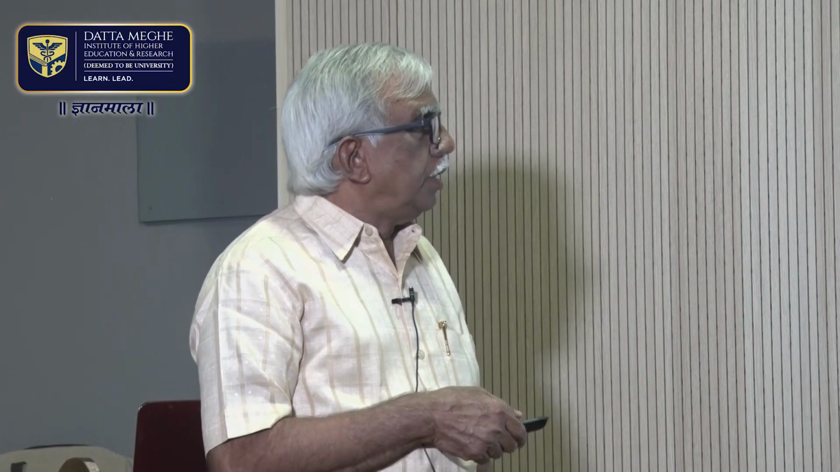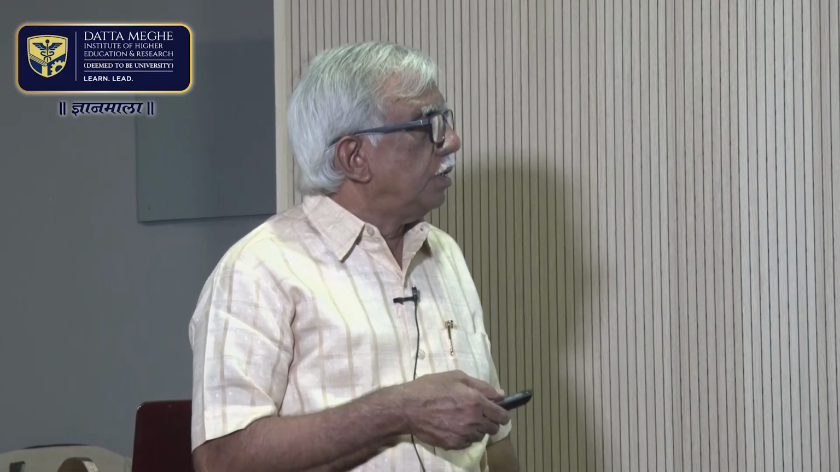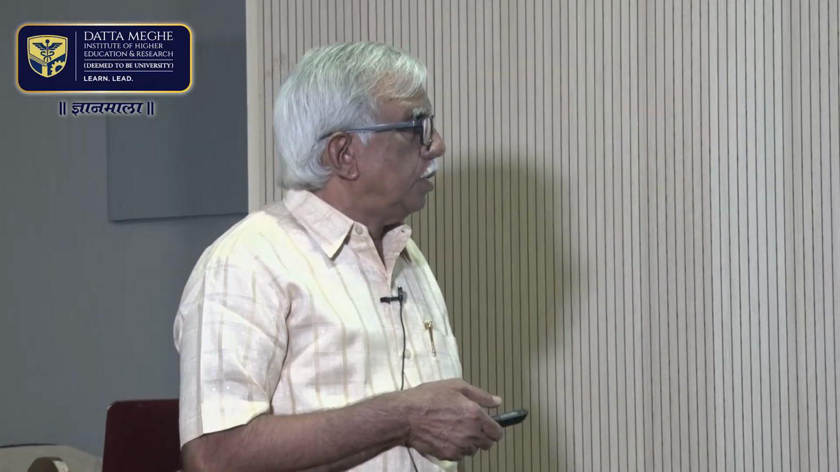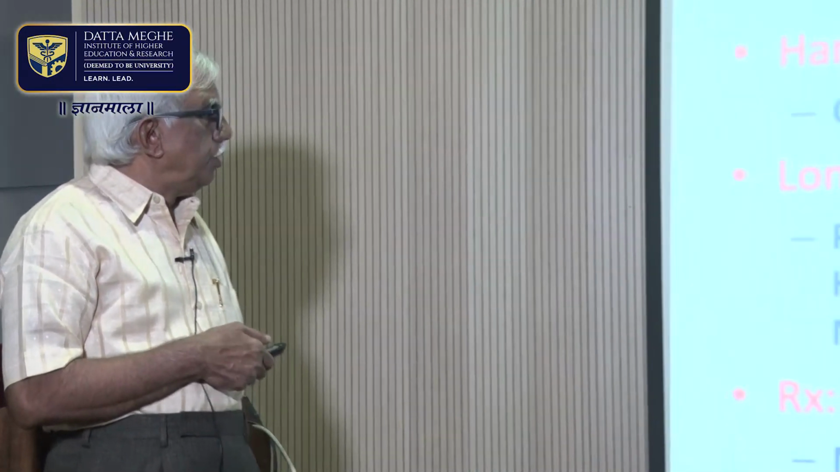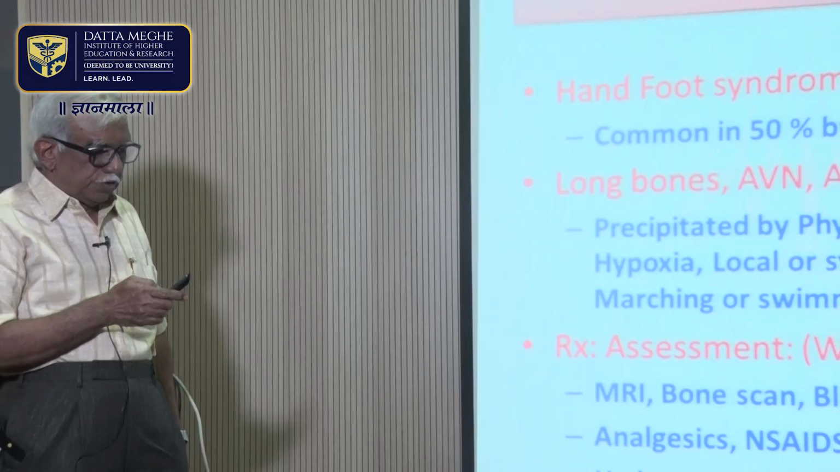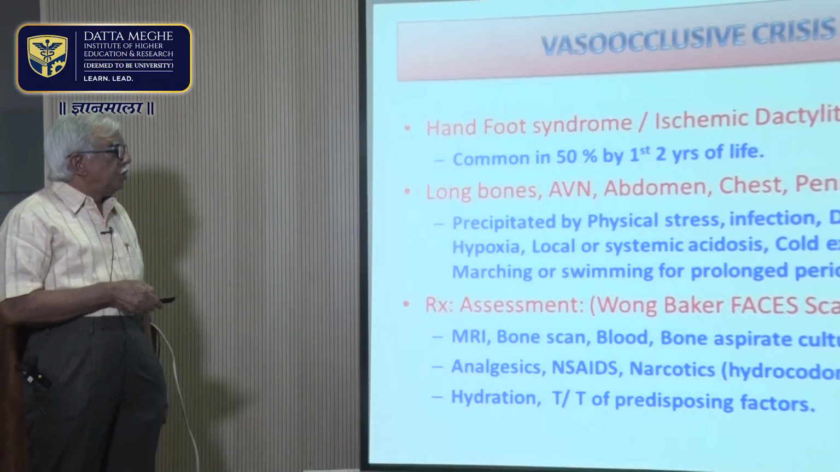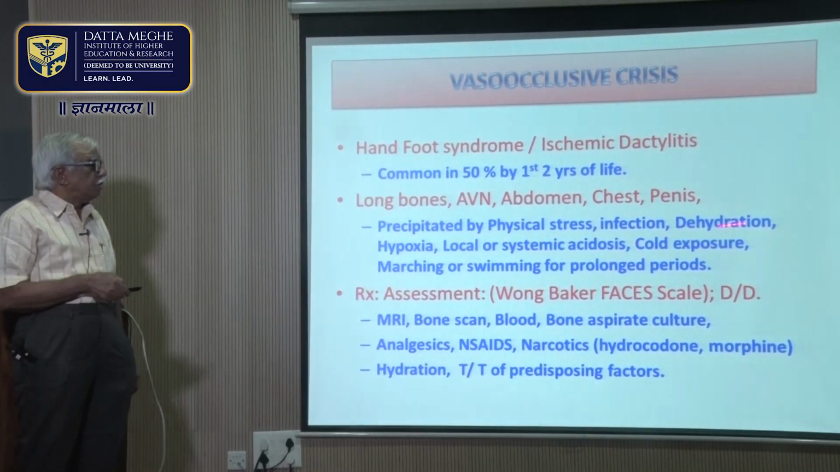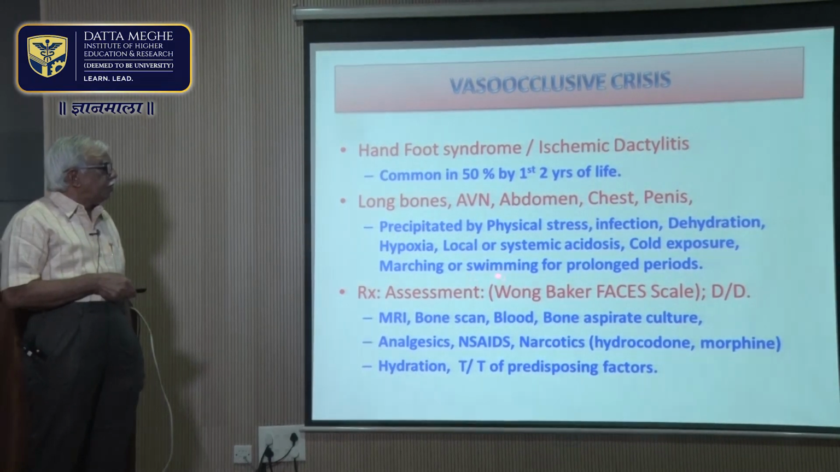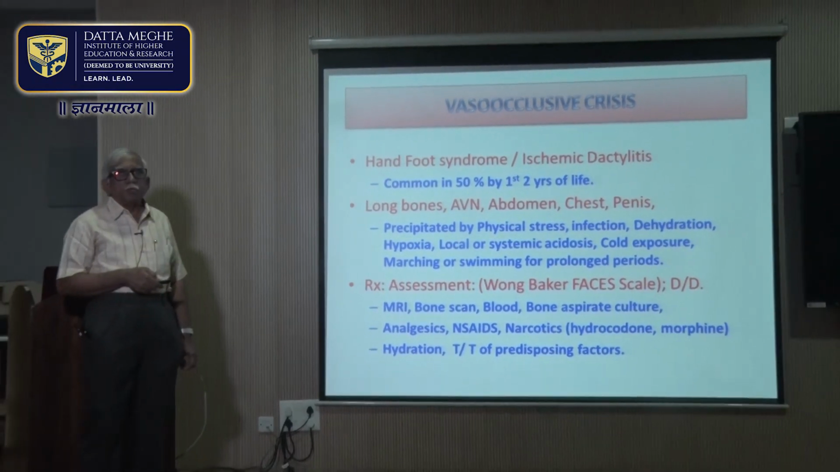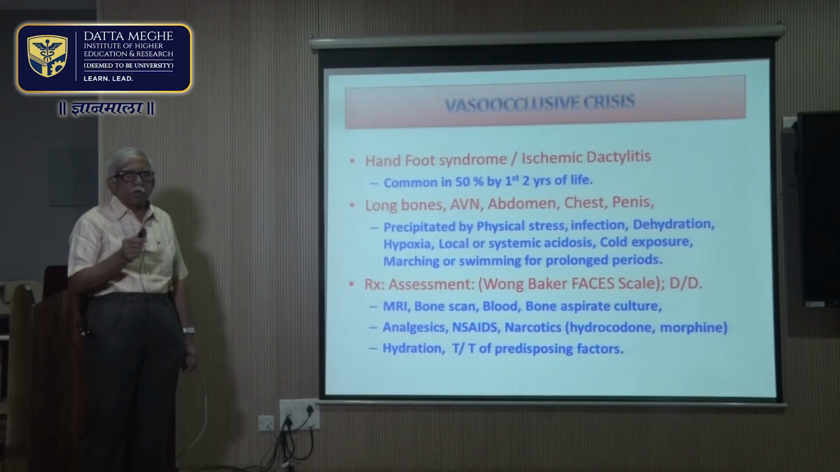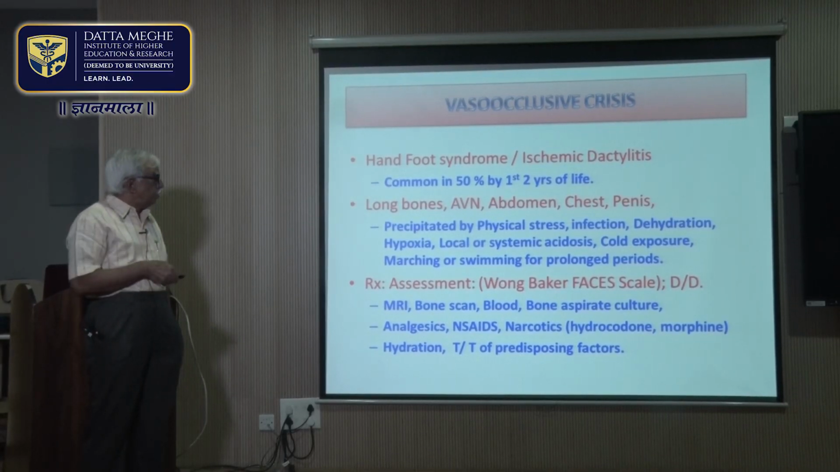Long bones also may be affected over the period, and even avascular necrosis of the hip joint or the shoulder joint, the abdomen, the chest, and even the penis. It is precipitated by physical stress, infection, dehydration, hypoxia, local or systemic acidosis, cold exposure, and marching or swimming for prolonged periods. Any person who is marching for a prolonged period can develop this vaso-occlusive crisis.